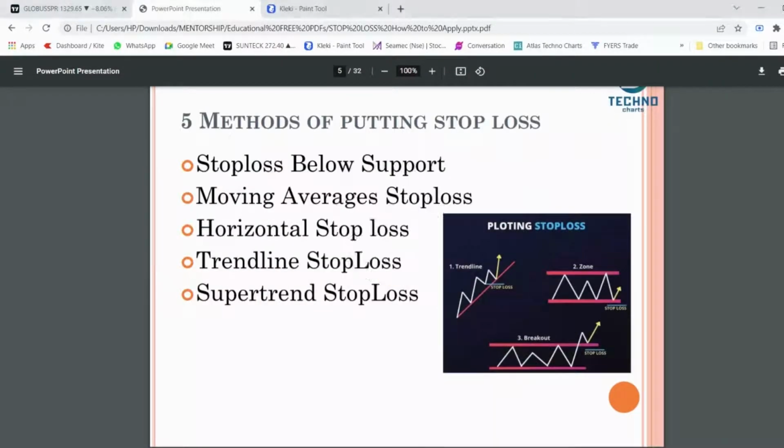Right? We are now going to focus on five different methods of putting a stop loss. These five methods have to be applied based upon the stock and the trend of the stock, right? Apart from these, there are also different ways to put a stop loss, but our main focus will be these five methods. Now, the first method is stop loss below support. The second method is moving averages stop loss. The third method is horizontal stop loss. The fourth method is trendline stop loss, and the fifth method is super trend stop loss. So depending upon the trend of a stock, we are going to use the stop loss method.